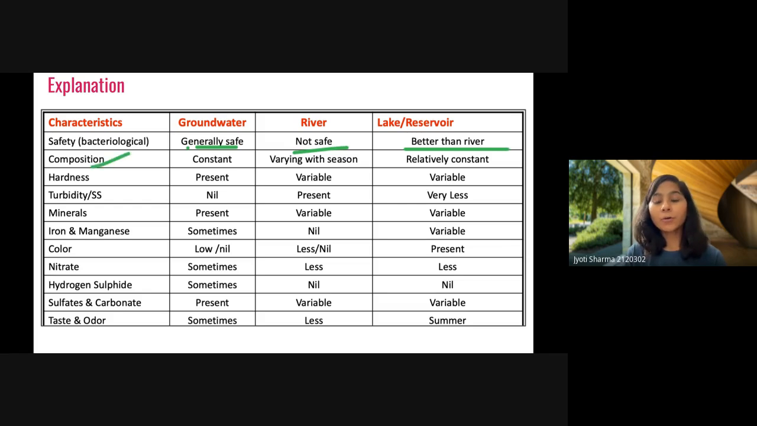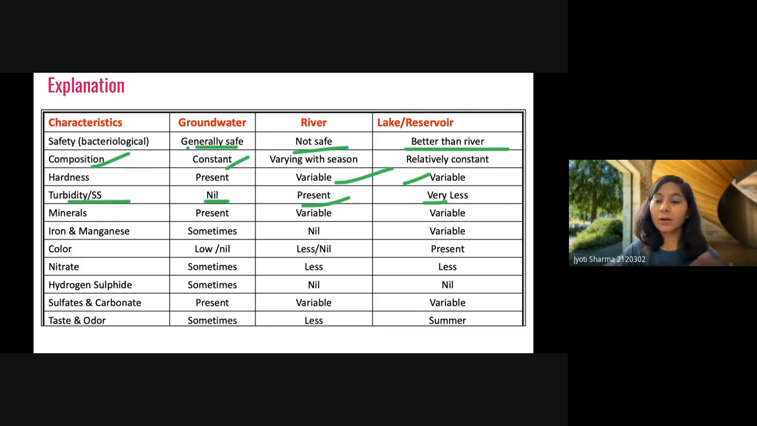If we are talking about composition, different rivers may have different tastes and different compositions. For groundwater it is mostly constant, because most of the groundwater is connected to each other, right? That's why the composition is constant for groundwater. But for river water and lake, it can vary as per season and as per location. If we are talking about turbidity, it is near nil in groundwater, but it is present in rivers and very little in lakes.